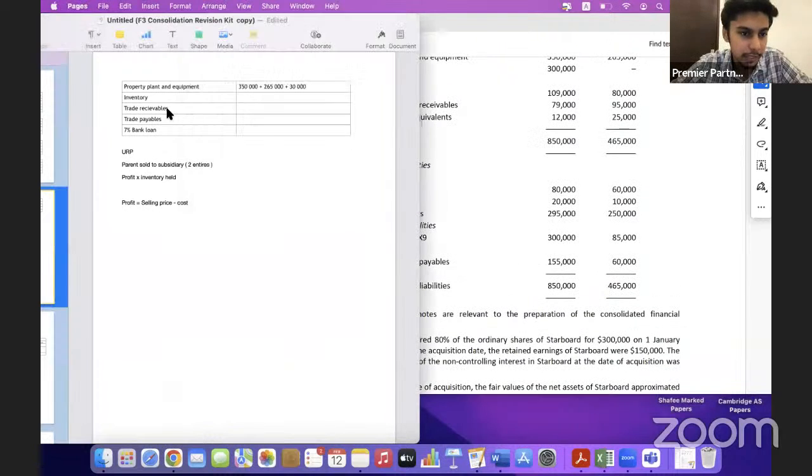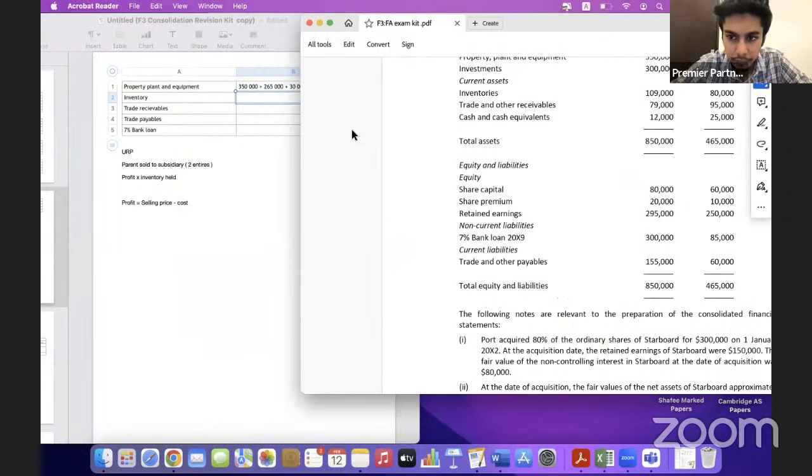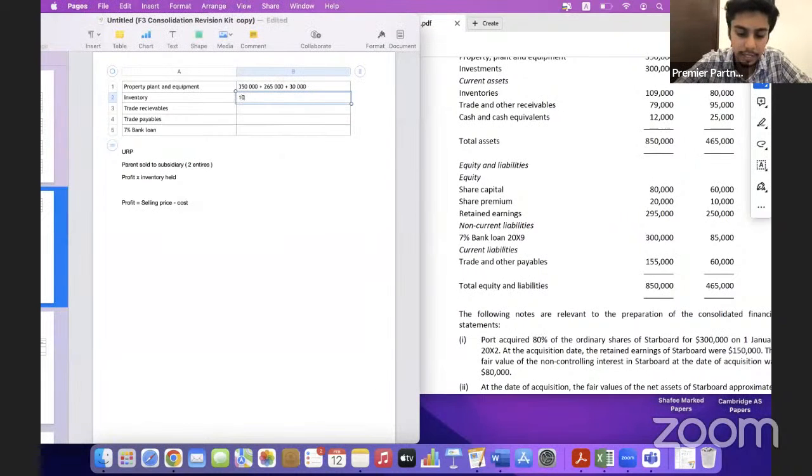Right. Now, guys, remember, inventory is an asset. Normally, guys, how to deal with assets here? Look at this part. Normally, assets means how? Parent plus subsidiary. So here, guys, 109,000 plus 80,000. Trade receivable is an asset. Assets normally, how do we deal? Parent plus subsidiary. Trade payable is what, guys? Liability. Normally, how do we deal with liabilities? Liability is normally parent plus the subsidiary.